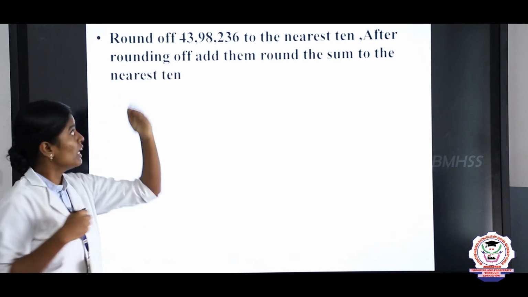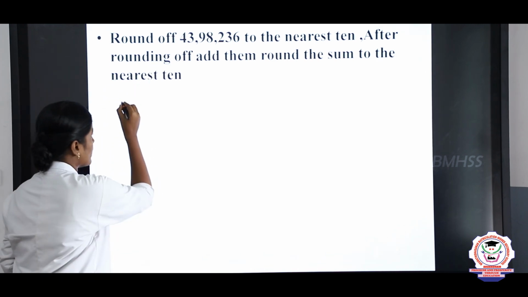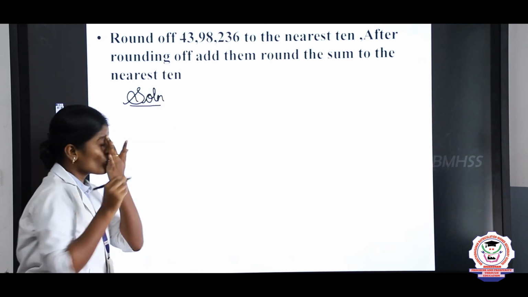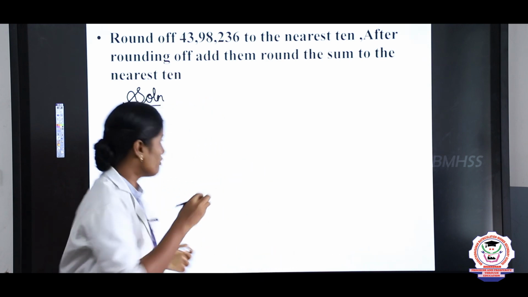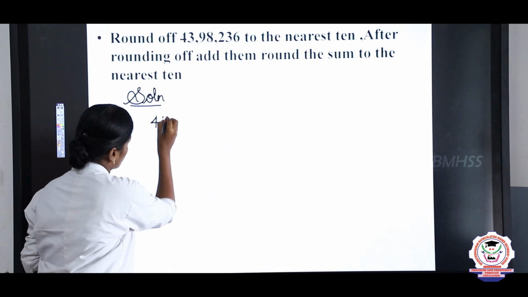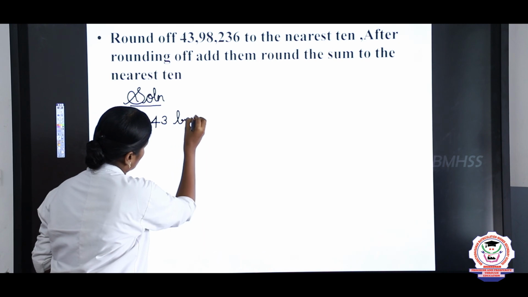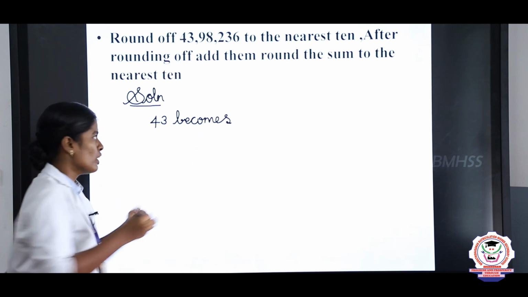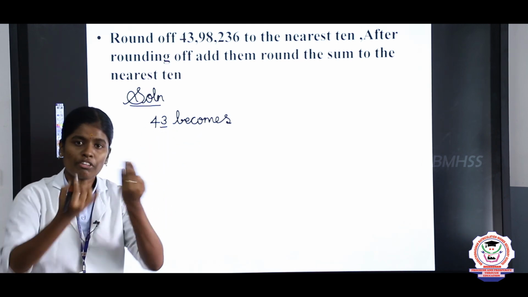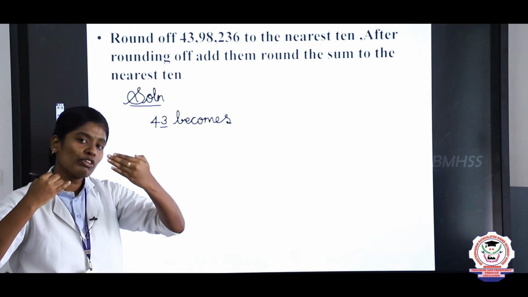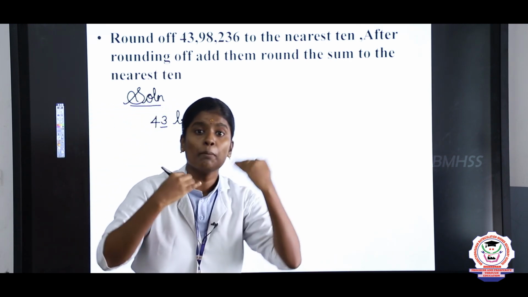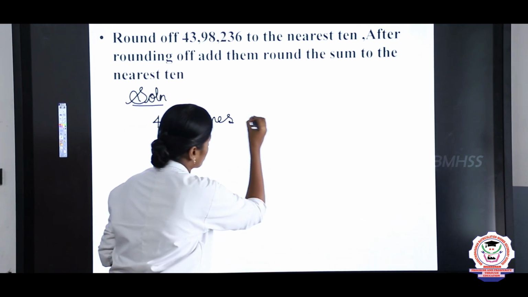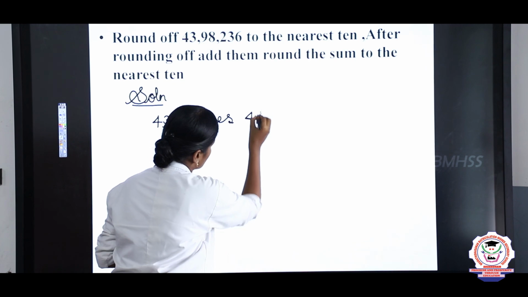So first you take 43. Solution. Take 43. So 43 to the nearest 10. Nearest to 10 means we check the ones place value. In this ones place value, is it a 5 before number or a 5 after number? Tell me Roshan, 5 before number or 5 after number? This is a 5 before number. So 43 to the nearest 10, the answer is 40.